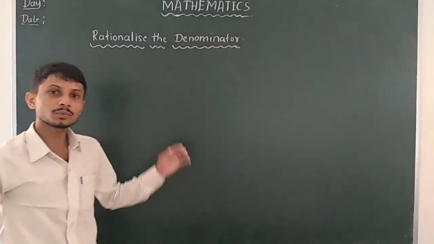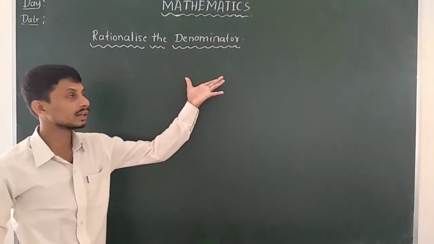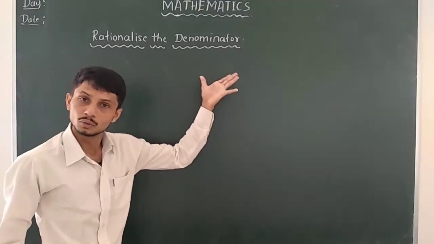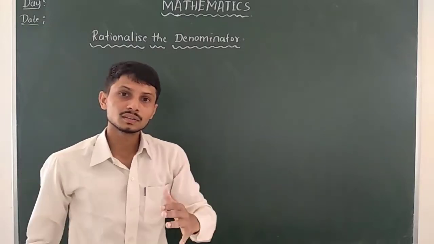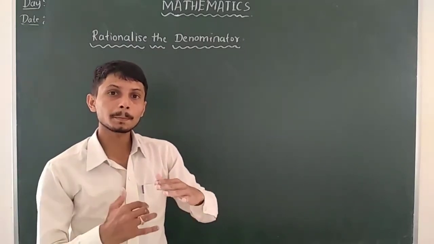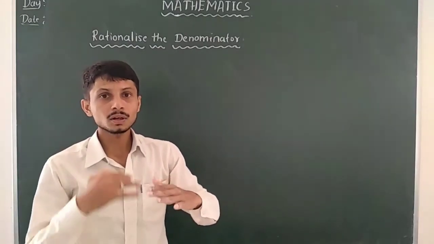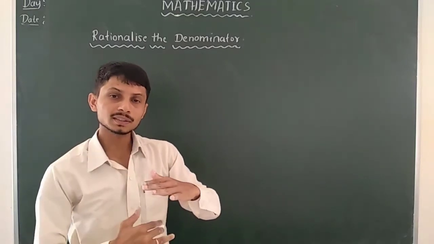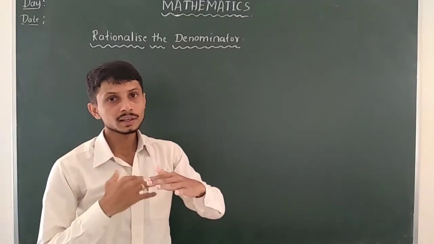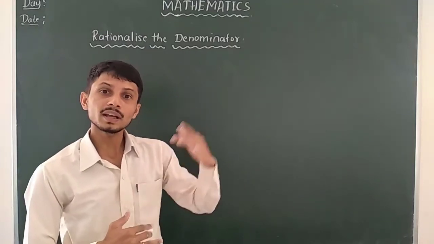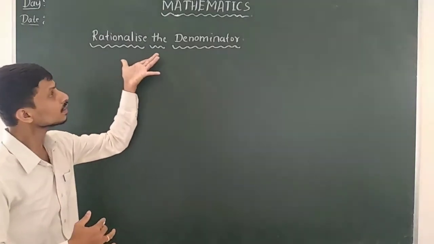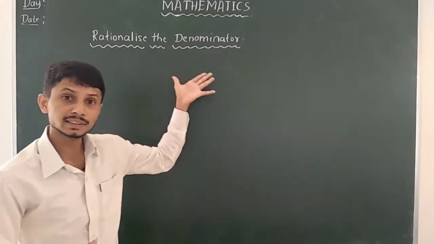Just observe this phrase here, rationalize the denominator. The denominator means the lower part of the fraction. The upper part is the numerator and the lower part is the denominator. We already learned that. So here we say rationalize the denominator.